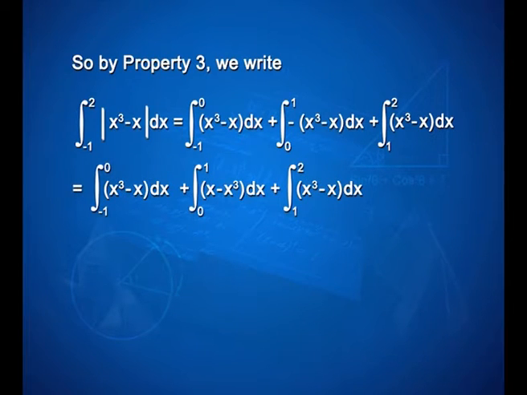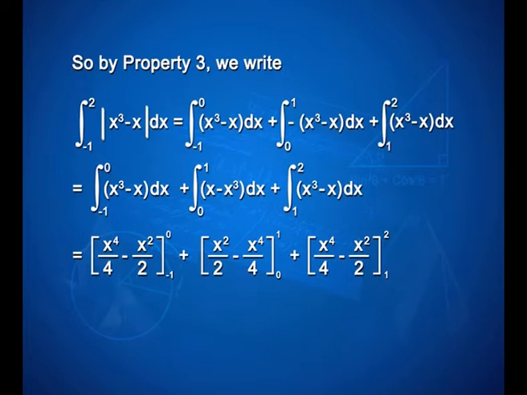minus 1 to 0 x cube minus x into dx plus integral 0 to 1 x minus x cube into dx plus integral 1 to 2 x cube minus x into dx. On solving, we get x raised to 4 upon 4 minus x square upon 2 with limits minus 1 and 0 plus x square upon 2 minus x raised to 4 upon 4 with limits 0 and 1 plus x raised to 4 upon 4 minus x square upon 2 with limits 1 and 2.